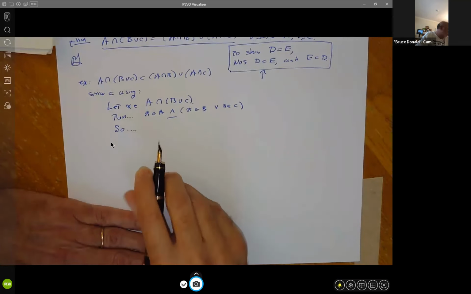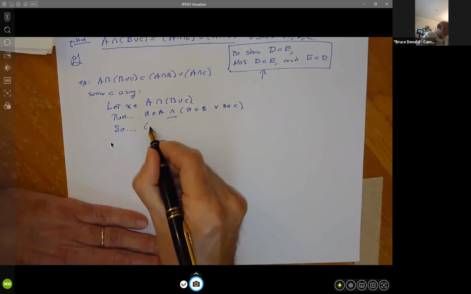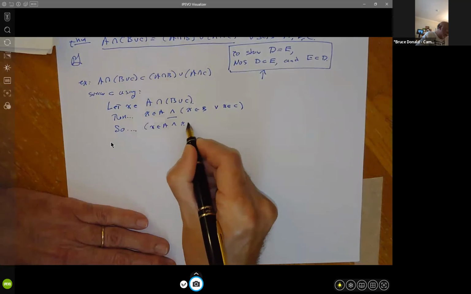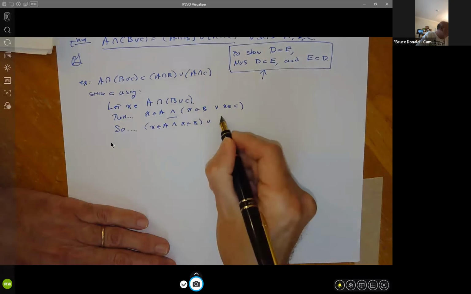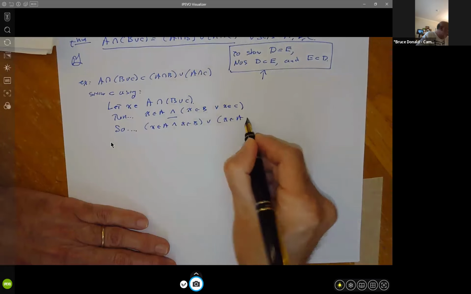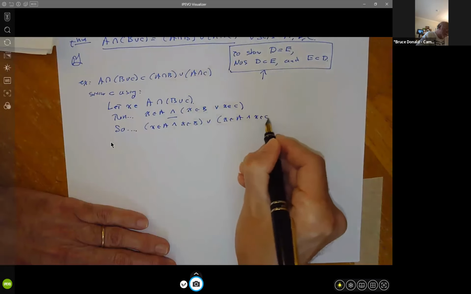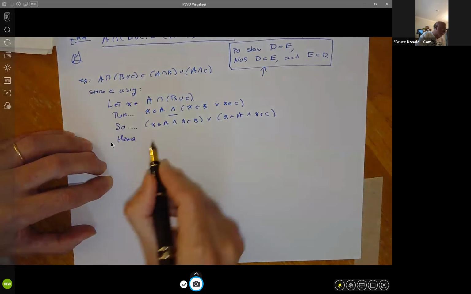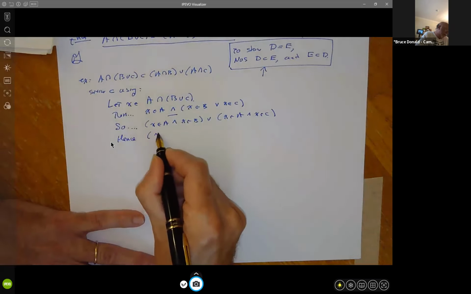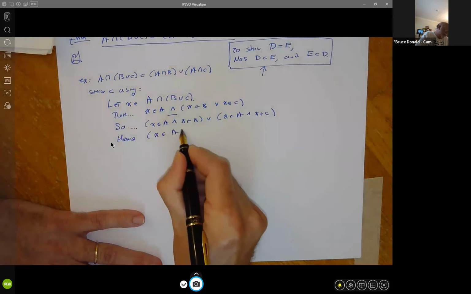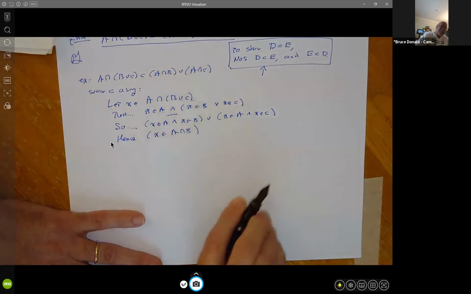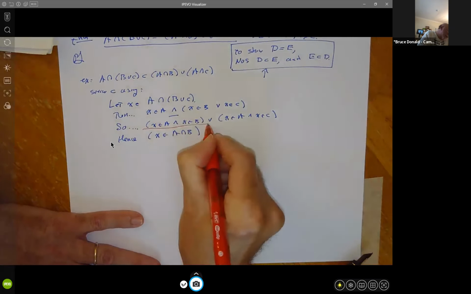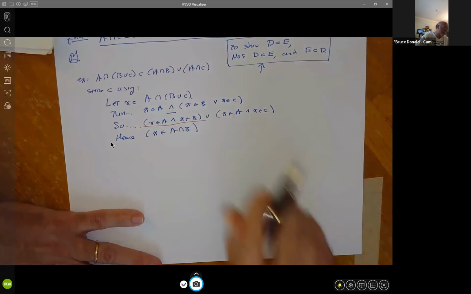Well, we can just break this up a little bit. We can say X is in A and X is in B, or X is in A and X is in C, right? Because that's what those things mean. Hence, we can write X is in A intersect B. Why? Because that's the meaning of this statement here. So when X is in A and X is in B, that's the same as saying X is in the intersection of A and B.